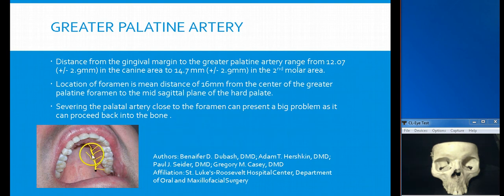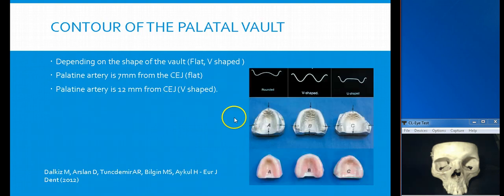So again, just a pictorial recap. If this is your mid-palatal plane, you see about 16 millimeters down here, or about 12 to 15 from the gingival margin. Okay, so that's what you're looking at.